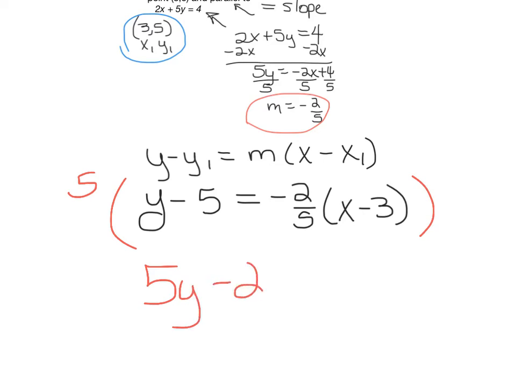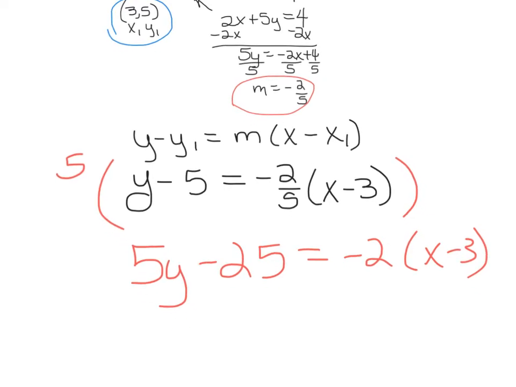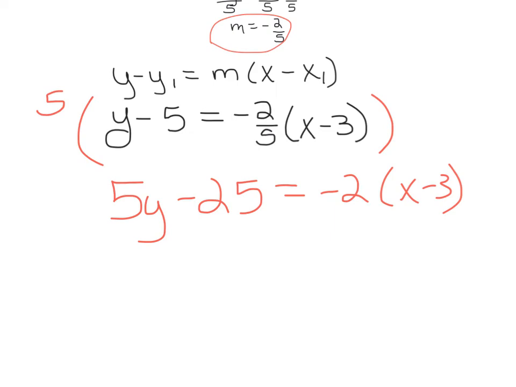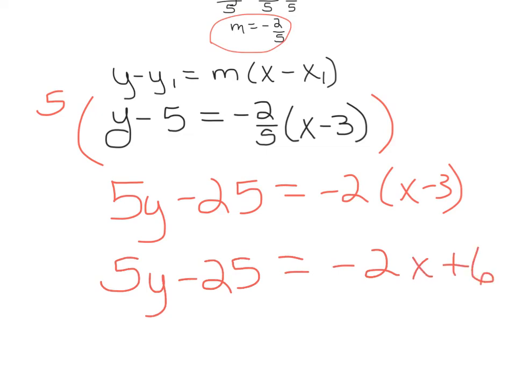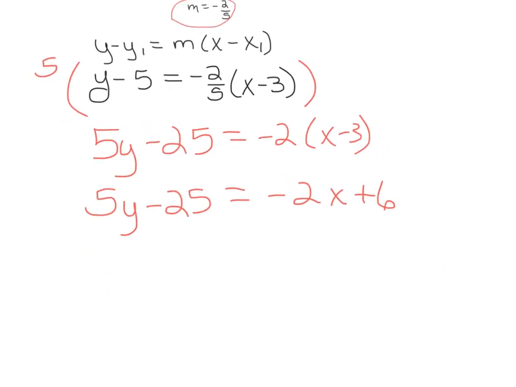5y minus 25 equals negative 2 times x minus 3. Again, do not multiply the x and the 3 that are in parentheses, just the fraction that's outside. Now I'm going to distribute so I can get it into slope intercept or standard form. At this point, you can either work with it into standard form or slope intercept form. If I ask for standard form, I would add the 2x.